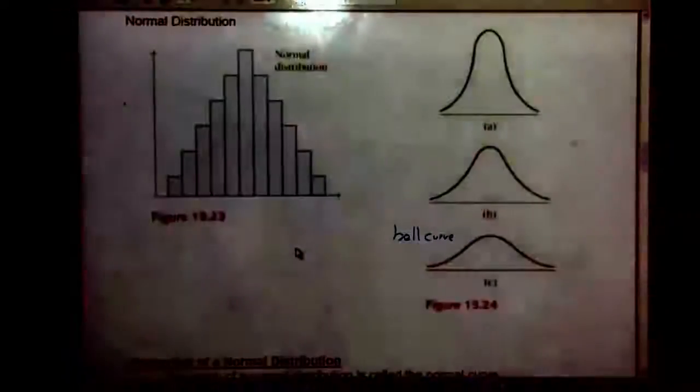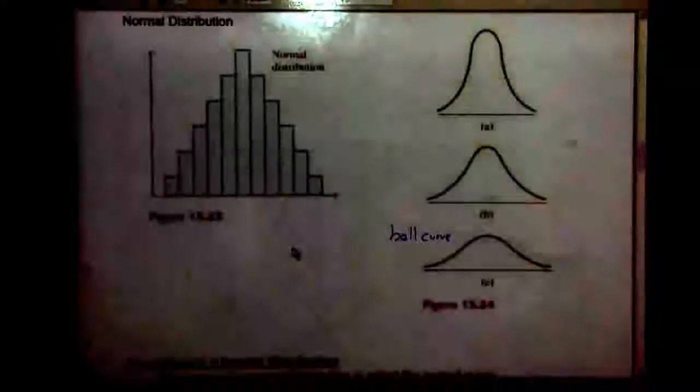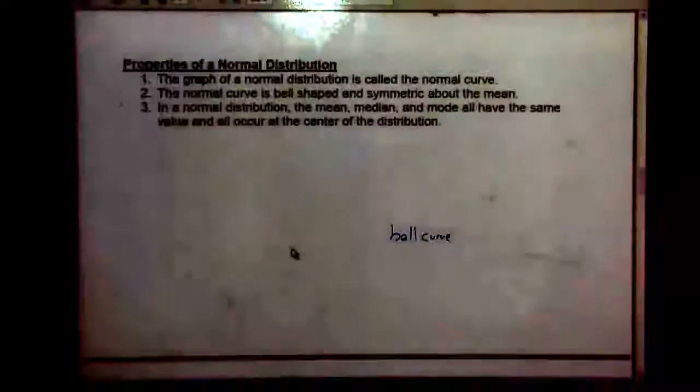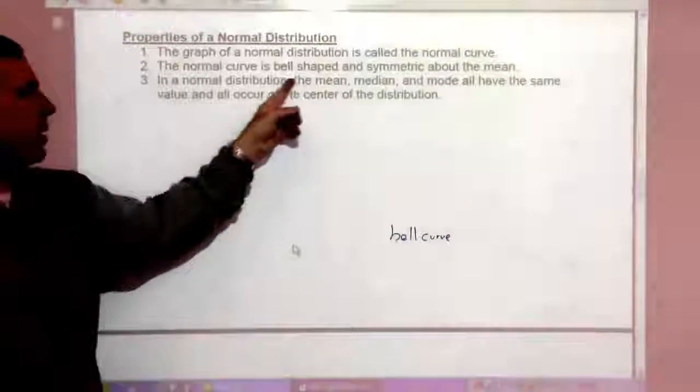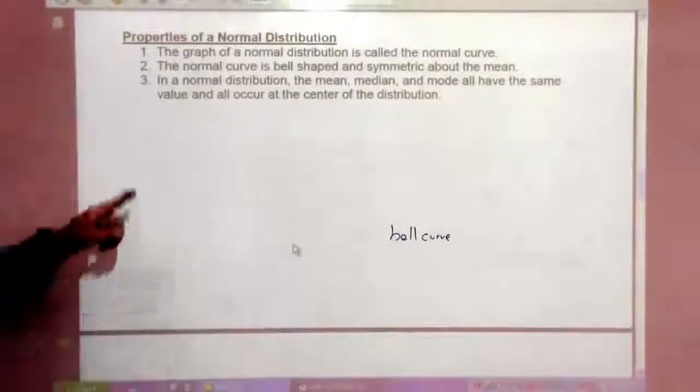Okay, so properties of a normal distribution. The graph of a normal distribution is called the normal curve. The normal curve is bell-shaped and symmetric about the mean. In a normal distribution, the mean, median, and mode all have the same value and all occur at the center of the distribution.